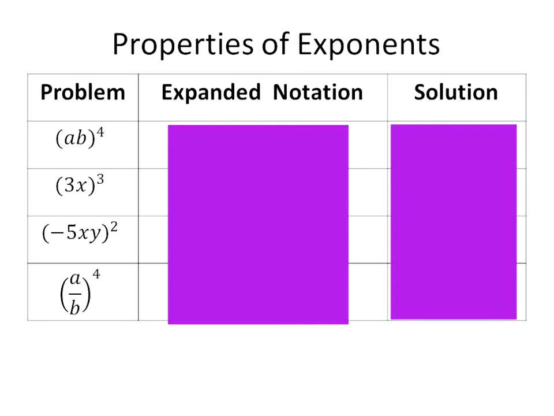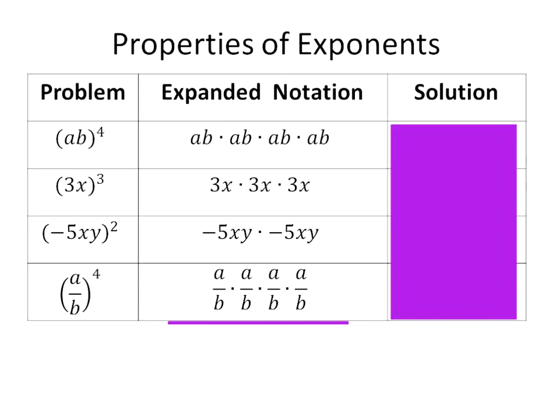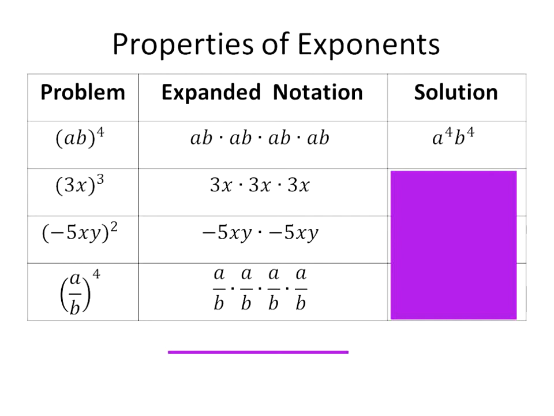What about this one? Most of you did a great job of writing these out, but you struggled a little bit more on how to write the solutions, and that's okay. So basically, I'm looking at that, and I looked at all the a's. How many a's were there? There's 4, so I'd write it as a to the 4th, and there were how many b's? There's 4 of them, right? So I'd write it as a to the 4th, b to the 4th.